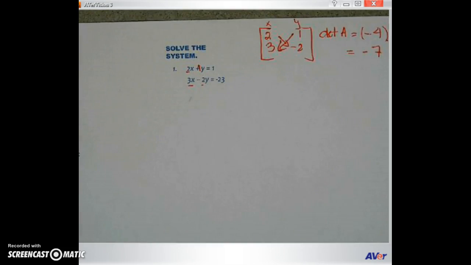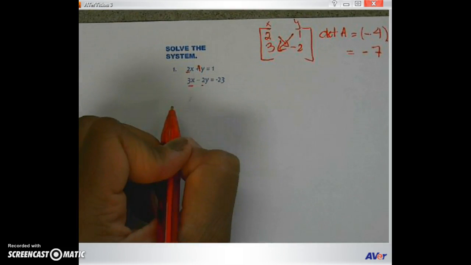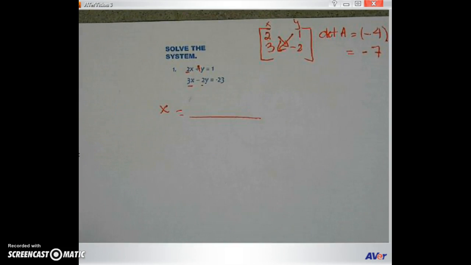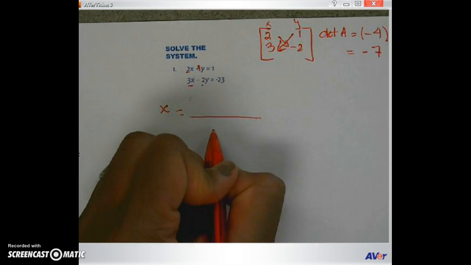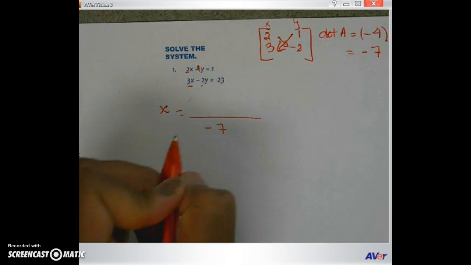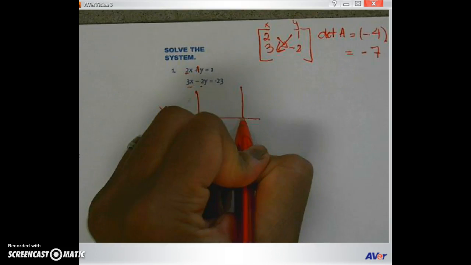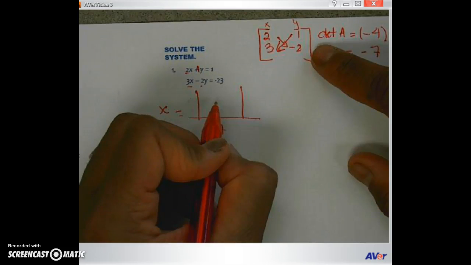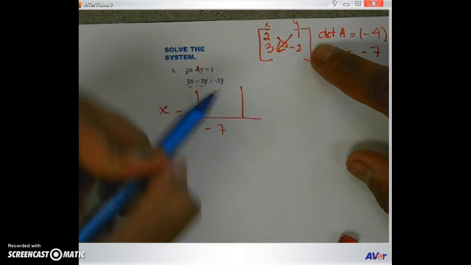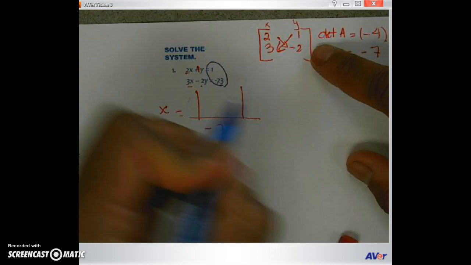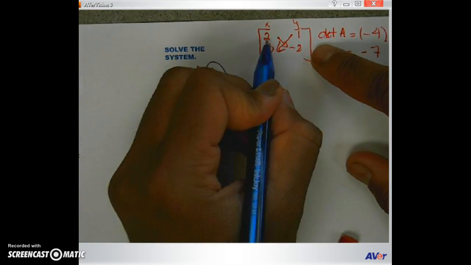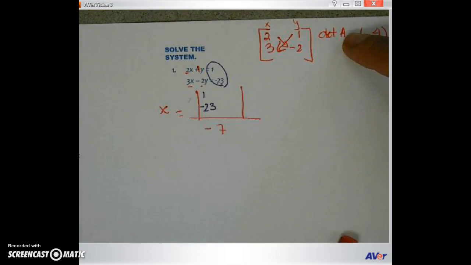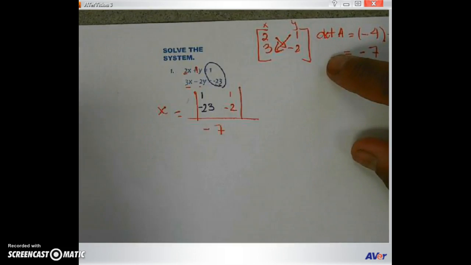So that's going to go on the bottom of each of those fractions. Now, I need to find two things. I want to find the x, and I want to find the y. I know from my previous slide that the determinant of A goes on the bottom, so negative 7 goes on the bottom. On top, it's almost the same as the coefficient matrix, except if I'm looking for x, I'm going to replace the coefficients of x. Now, instead of this 2, 3, I'm going to put 1, negative 23, and then the 1, negative 2 will stay the same.